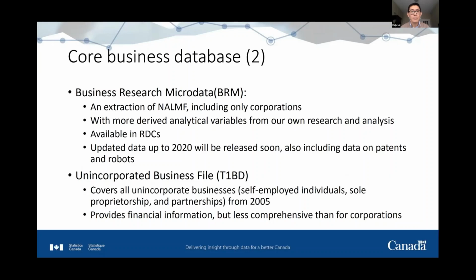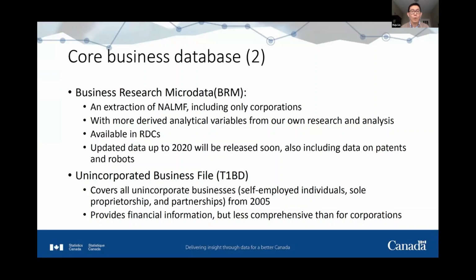The second core database is the Business Research Microdata, called BRM. This is just an extraction of the NALF, including only corporations. What's different from the NALF is that in this database we include more derived and analytical variables from our own research analysis. For example, we include multiple variables on measured productivity, investment, R&D, and also the trade data. This is already available in the RDC, and the updated version up to 2020 will be released soon. In this new release, we're also including data on patents and robots at the firm level.